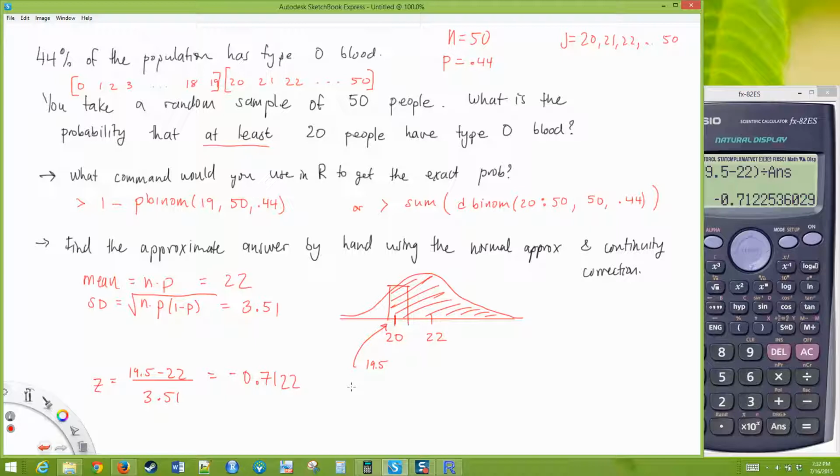And I want the area to the right. So the area to the left of negative 0.71 is 0.2389. Or I can do 1 minus that to get the area to the right, and I get 0.7611. Which means the area to the right, which is my answer.